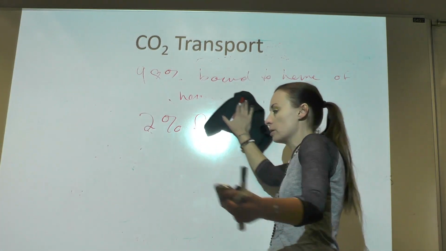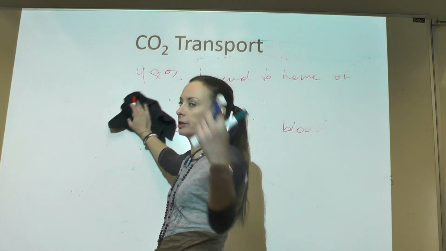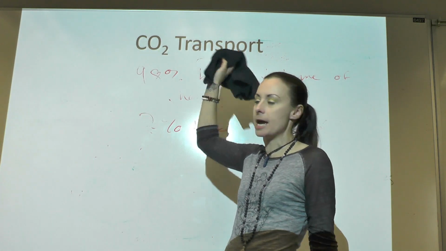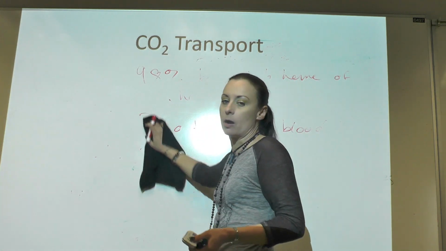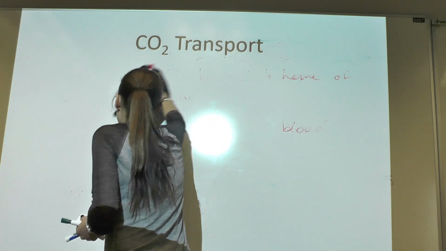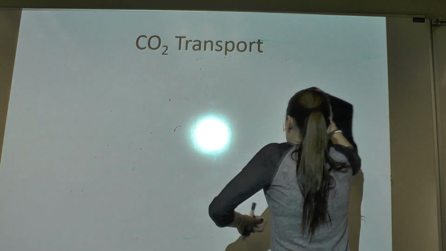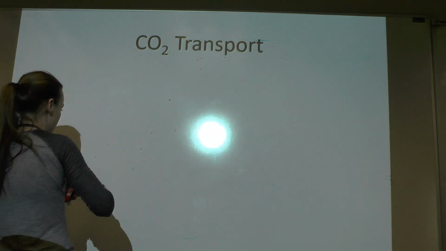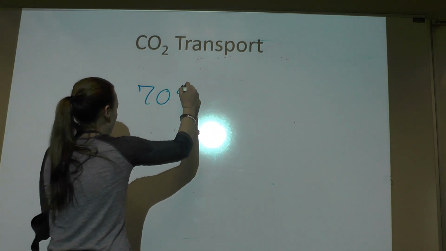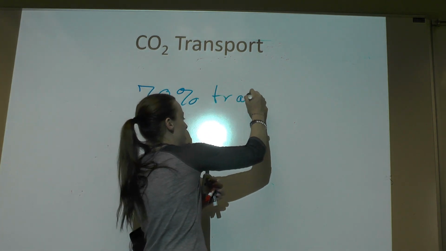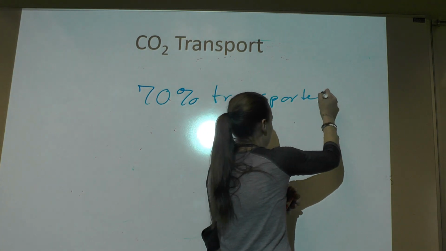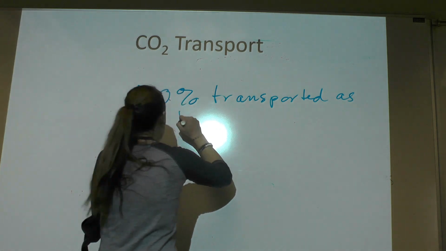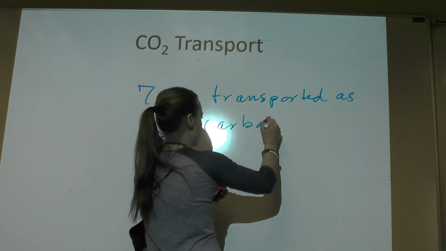And that does this whole thing, the chloride ion shift, that can actually have an impact on blood pH, but that's higher level than we're going to go into for this class. So CO2, we'll say 70% is transported as bicarbonate ion.